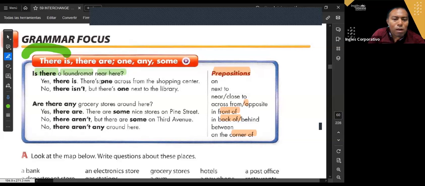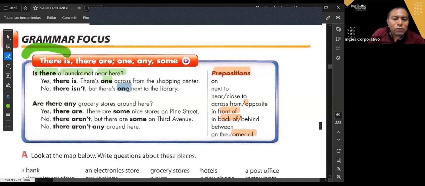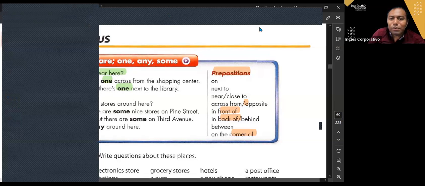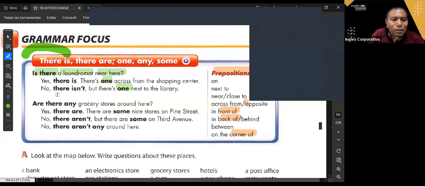So we use one to substitute the place. So para no decir otra vez laundromat, usamos one. Is there a laundromat near here? Yes, there is. There is one across from the shopping center. No, there isn't, but there is one next to the library. That's nice. So that's the question, right?